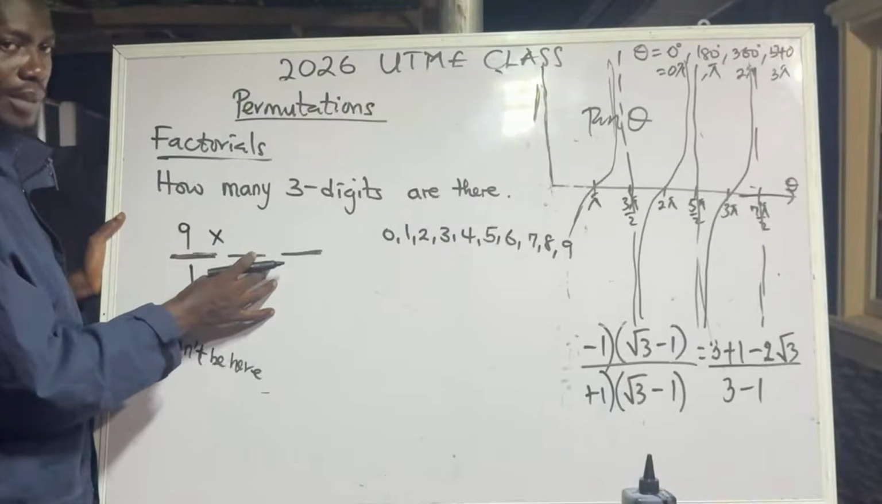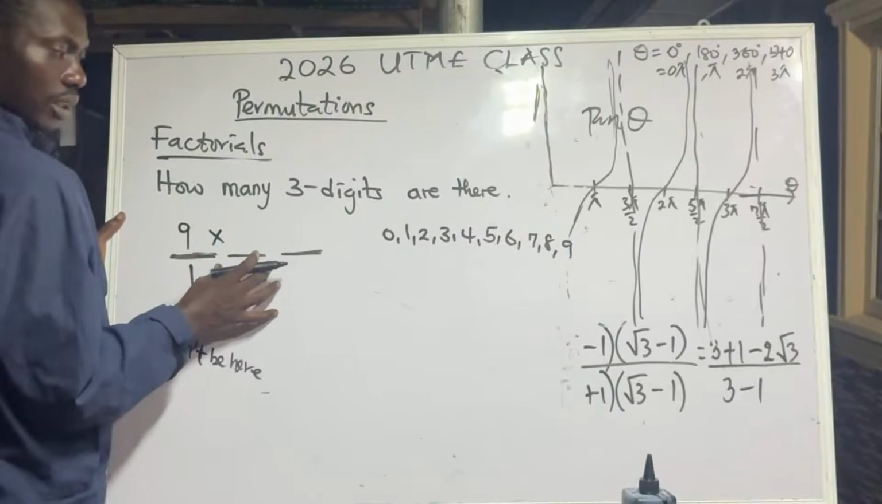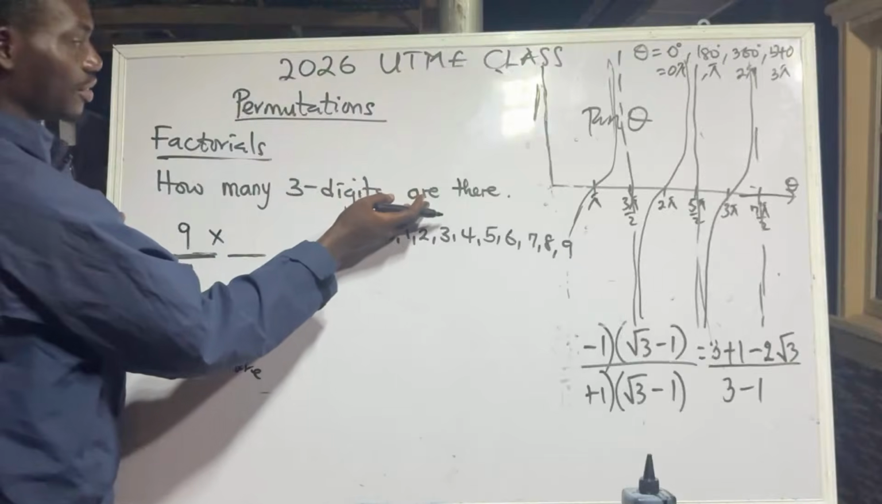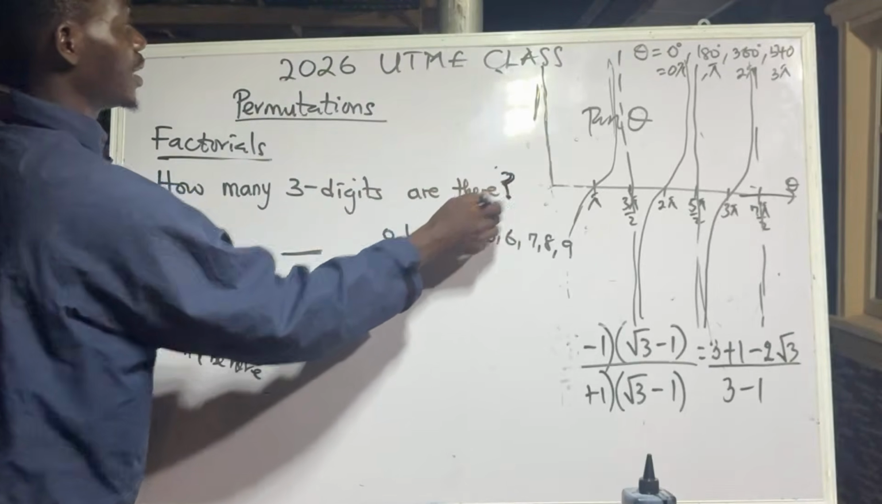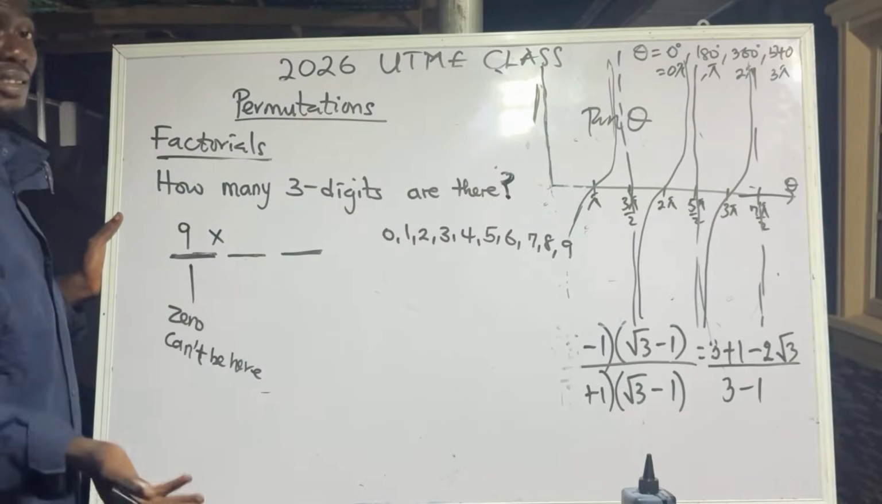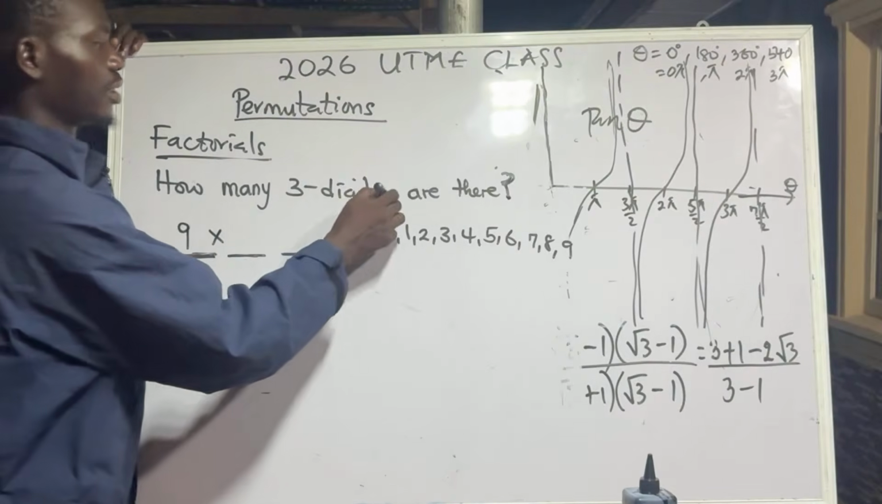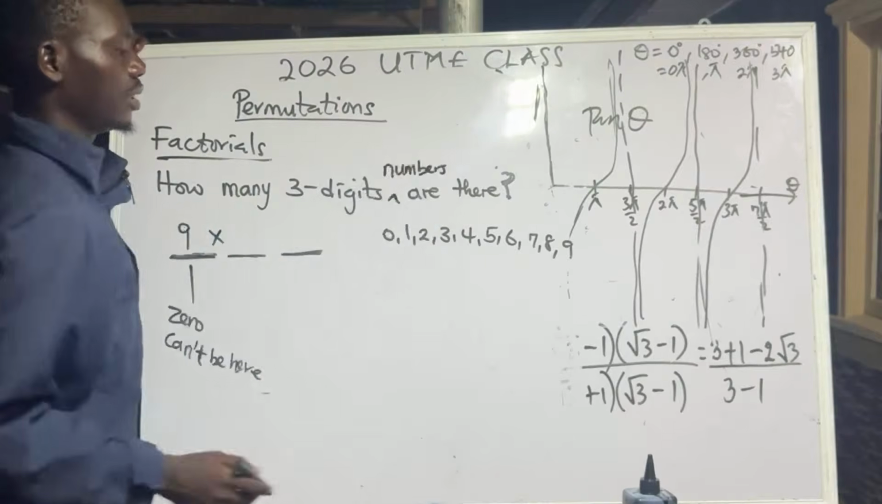And this one is having how many options? 8 options. 0 can be here. Okay? I did not say repetition is not allowed. So, even looking at the question, that means repetition is allowed because I only said 3 digits. Do you get that now? How many 3-digit numbers are there?